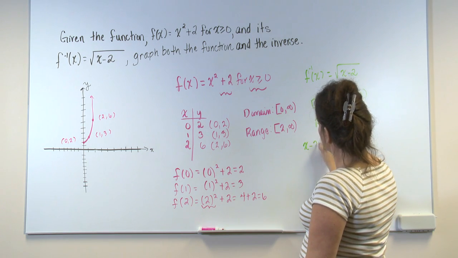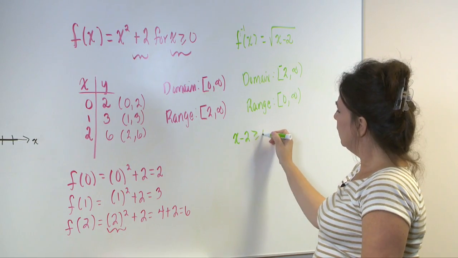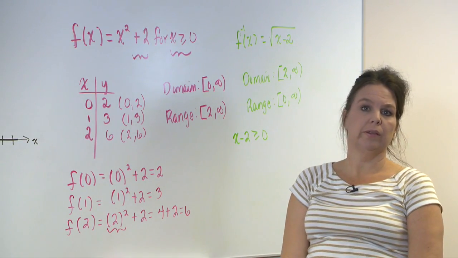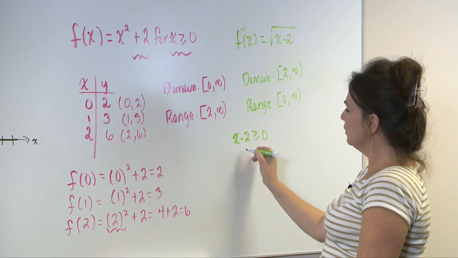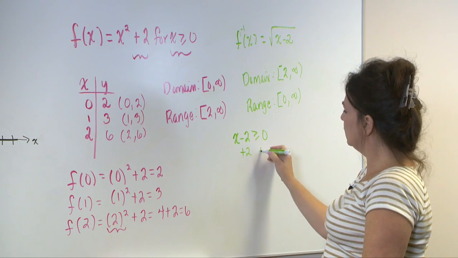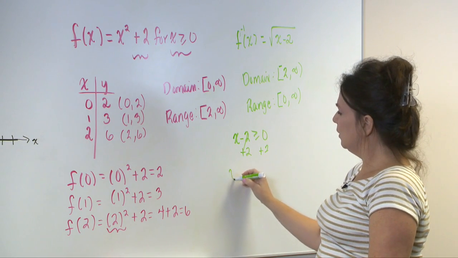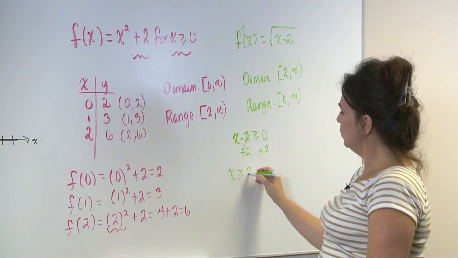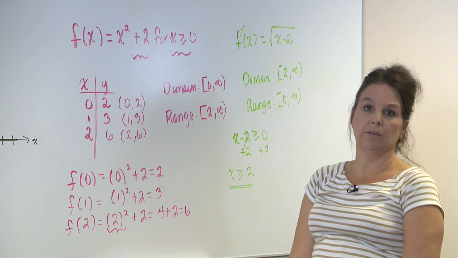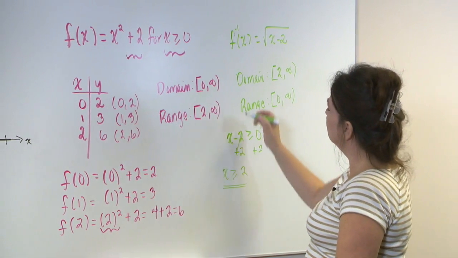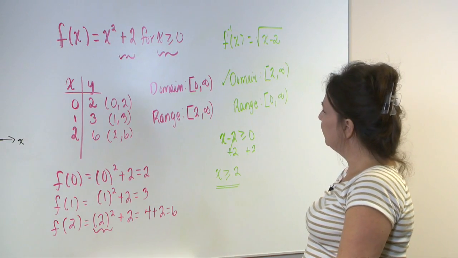I could also look at the inverse function itself and consider what's underneath the square root. That is the x minus 2. It needs to be greater than or equal to 0. So solving this for x by adding 2 to both sides, I would get x is greater than or equal to 2. So that tells me my domain is also x is greater than or equal to 2, which is what I have written here.